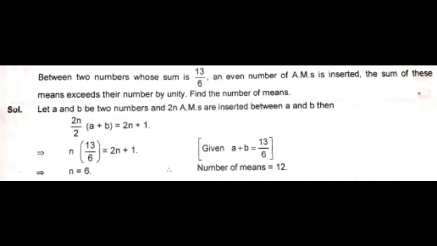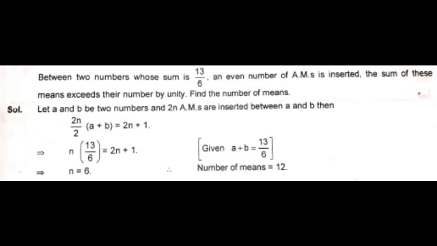Try to understand it. In this question, it is given that between two numbers whose sum is 13 by 6, an even number of arithmetic means is inserted. The sum of these means exceeds their number by unity. Find the number of means, that is, how many means are inserted between these two numbers.